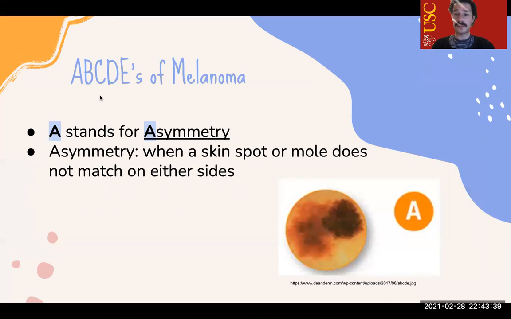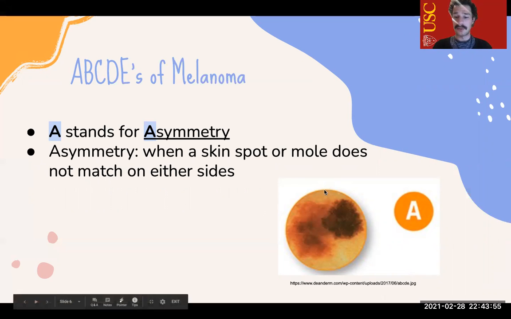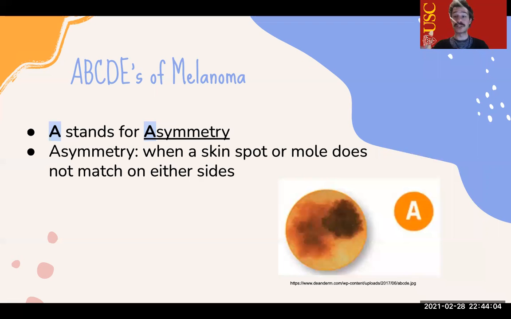And so A, the first letter of the acronym, is asymmetry. And asymmetry is when the skin spot or mole does not match on either side. So if I were to draw a line in between this mole, if the right and left sides don't exactly match each other, then we say that the spot or the mole has asymmetry, okay? Which is not good.